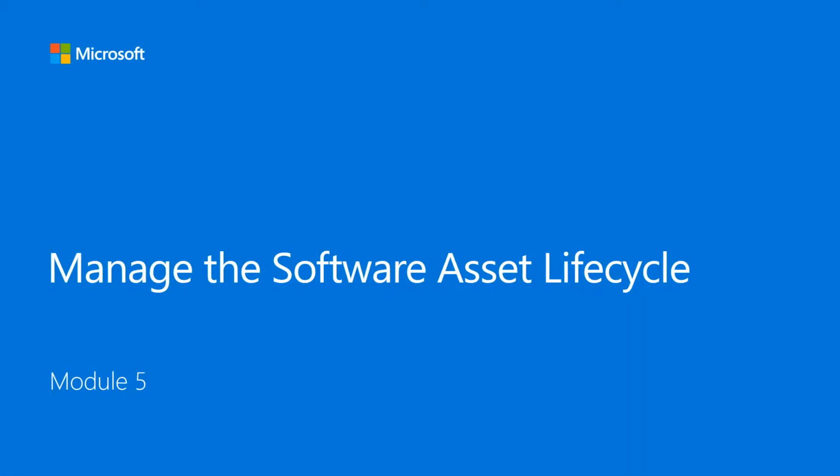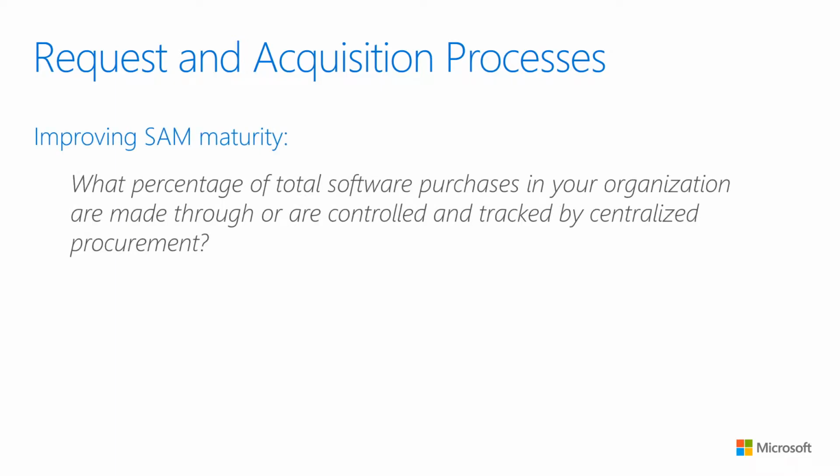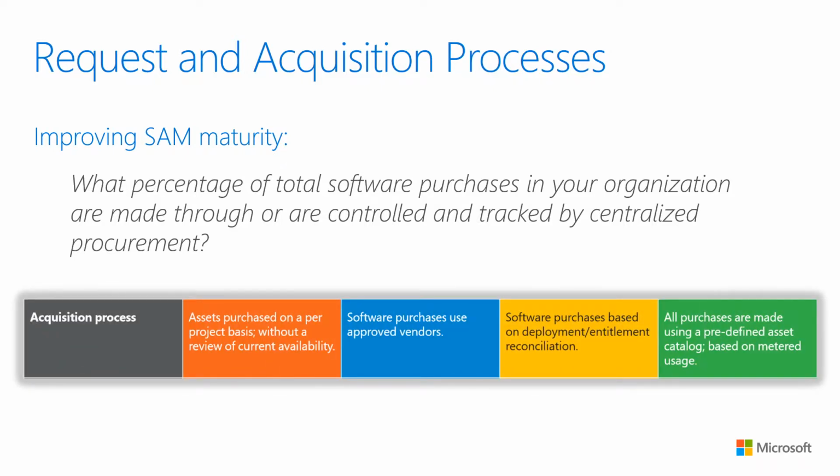Let's get going straight away with our first topic, which is managing the request and acquisition processes. We'll return to the SOM once again as we talk about the acquisition process, and we're concerned with what percentage of total software purchases in an organisation are made through or are controlled and tracked by centralised procurement. And we're looking at moving processes on from a basic level, where assets are purchased on a per project basis. You can see that the standardised level is about making software purchases through approved vendors.